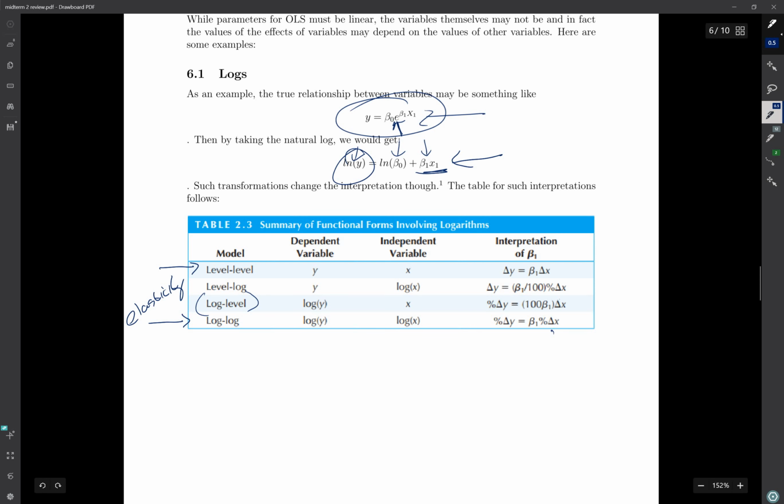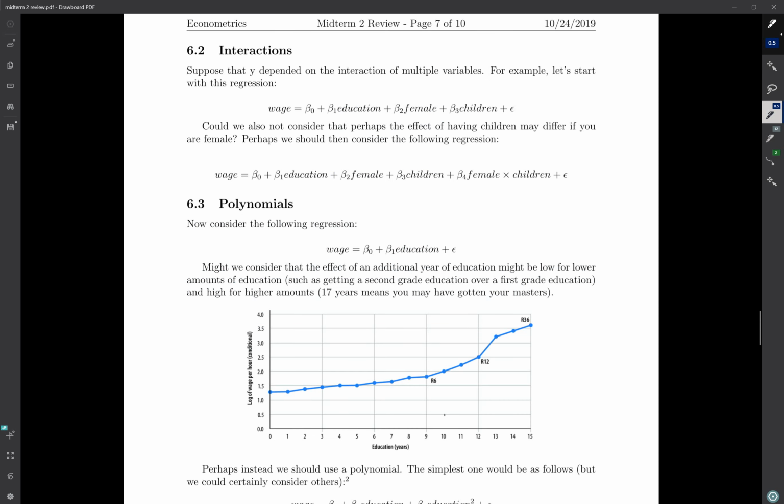And the other way around, we've got this dependent variable y, and our independent variable is log of x. Then our beta 1 interpretation is that as x increases by 1%, then y is going to change by beta 1 over 100%. Or excuse me, beta 1 over 100. So now let's talk about interactions.